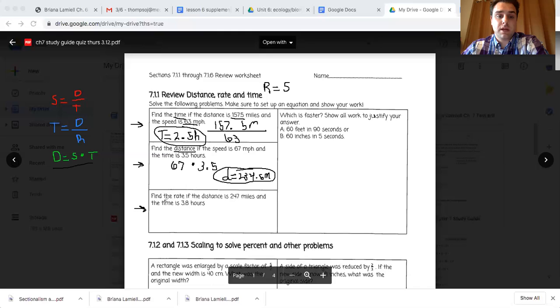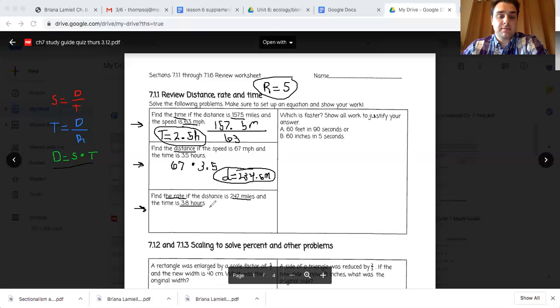Okay, so when I look at this, it says find the rate. Rate is the same thing as speed. So I have 247 miles. That's my distance. How do I know that? Because miles is the unit for distance. And the time is 3.8 hours. I know this is time because hours is the unit for time. So if we're finding speed and rate, as always, it's the same thing. Rate equals speed. So it says find the rate.